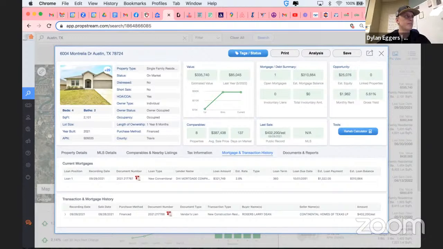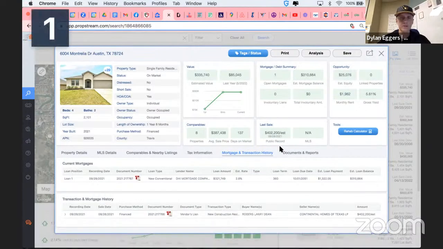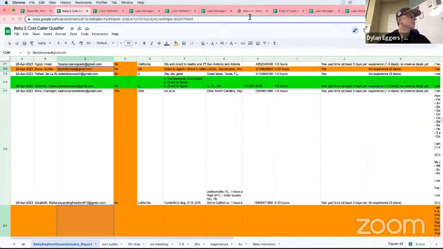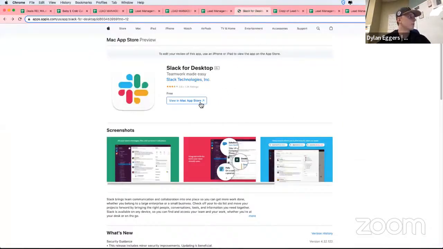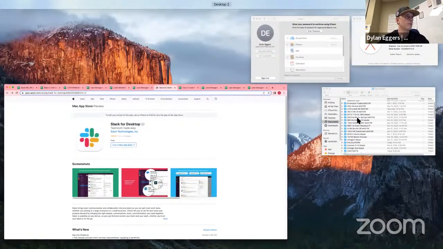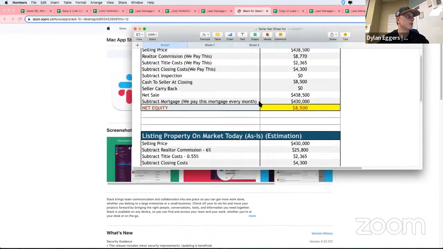So let's send them an offer. I'm going to share a different screen here. I'm going to share this screen over here. So you guys can see this screen where it says Slack for desktop, right? Yes. Okay, perfect.